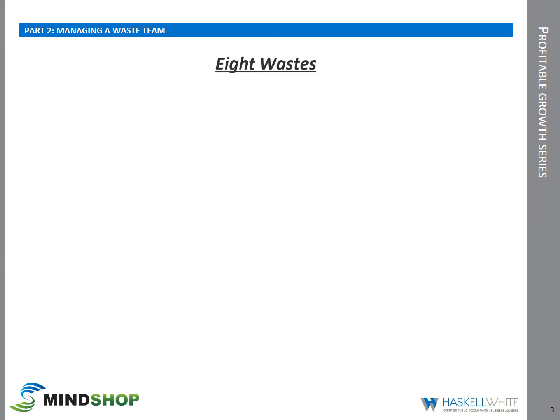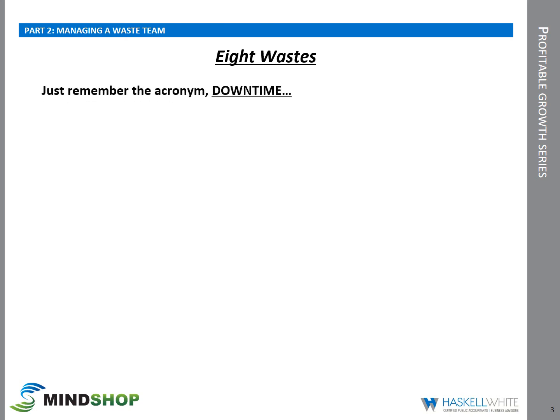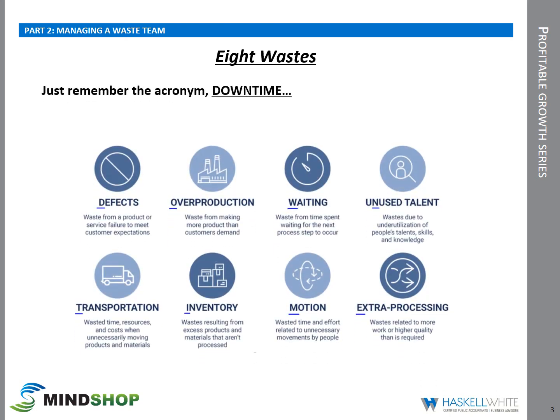We talked about the 8 different wastes last time, which you can remember by the acronym DOWNTIME. The D is for defects, O is overproduction, W is waiting, N is for unused talent, T is for transportation, I is for inventory, M is for motion, and E is for extra processing. If you want a little bit more detail on what each of these are, just refer back to part 1 of this series, How to Conduct a Waste Audit.